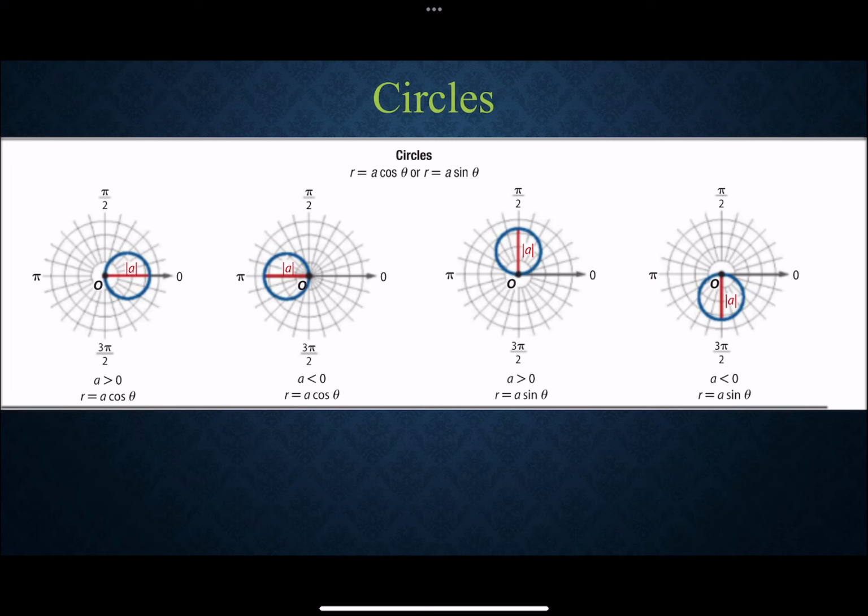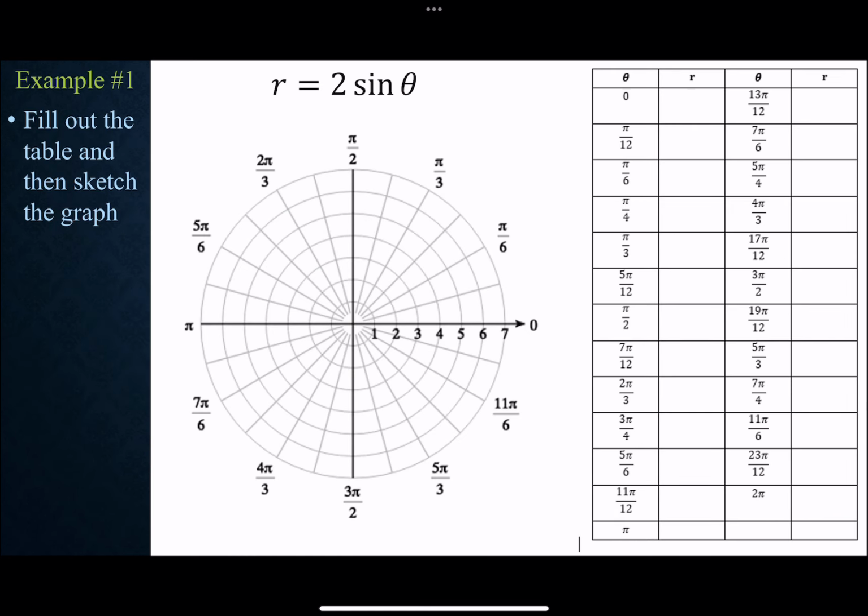If a is positive and we're talking about cosine, it's on the right side, whereas if a is negative and it's cosine, it's on the left side. Then for sine, it's on top when a is positive, and on the bottom when a is negative. So what we're going to do is fill out the table and then use that table to make this sketch.